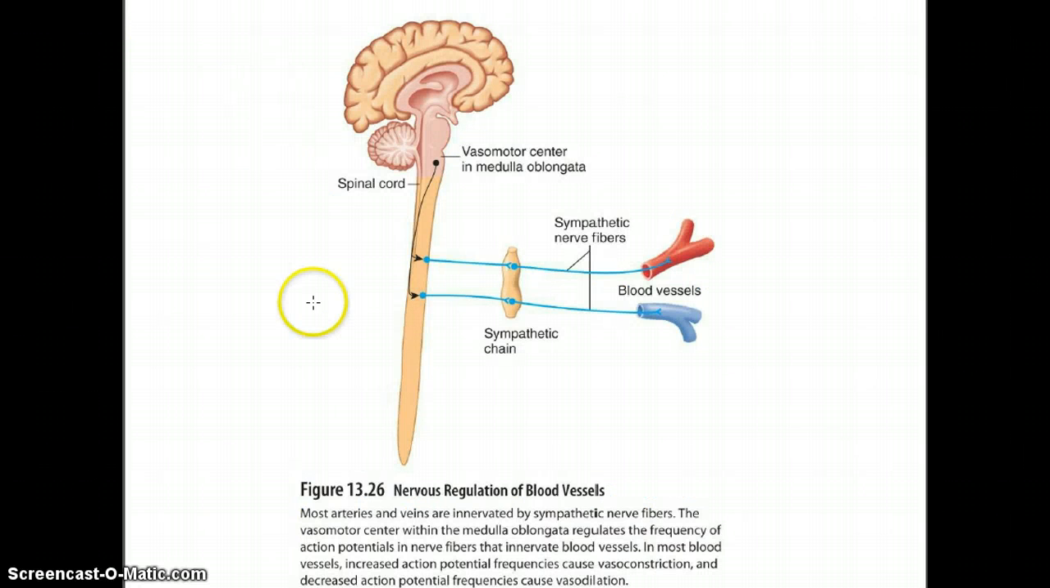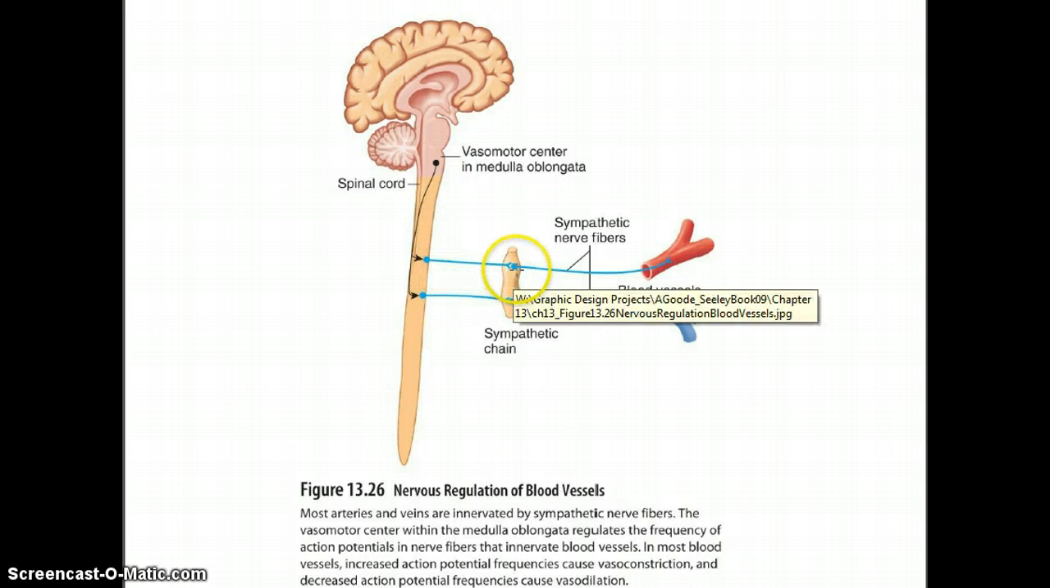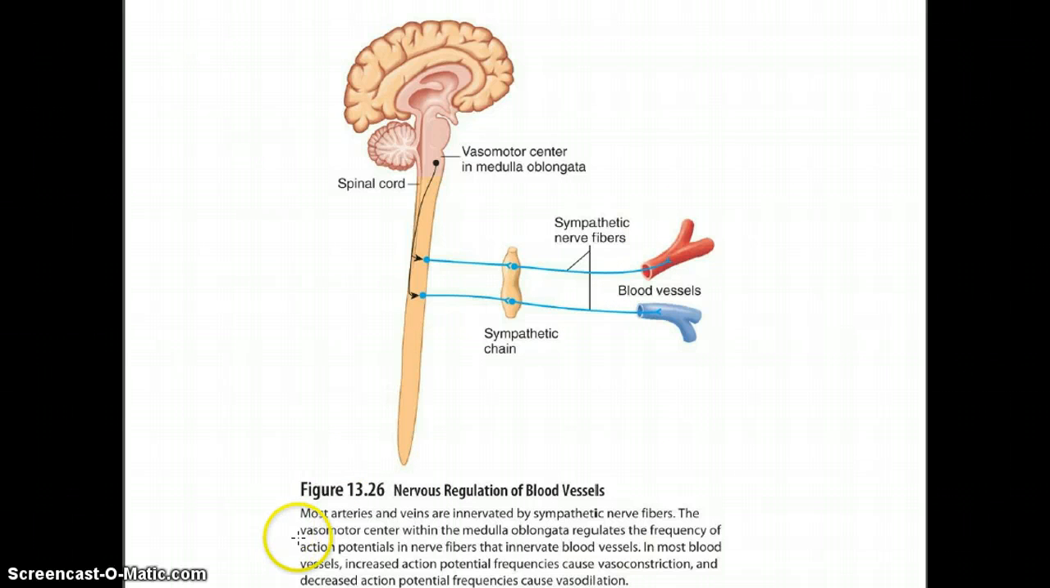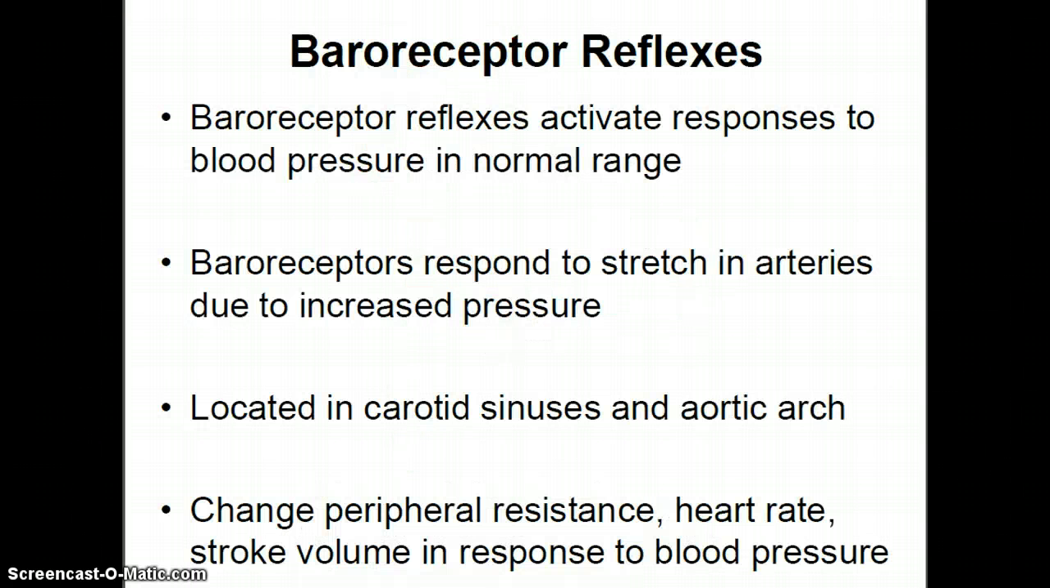This shows you the diagram of the nervous system regulation of blood vessels. Notice the vasomotor center in the medulla oblongata sending out stimulus via sympathetic nerve fibers to blood vessels. And it has to do with the frequency of action potentials that innervate these blood vessels. In most blood vessels, as it says here, increased action potentials will cause vasoconstriction, and decreased action potential frequency will cause vasodilation. There are also baroreceptors.